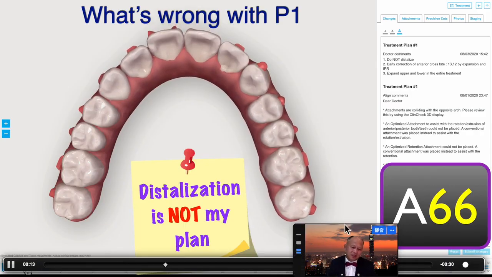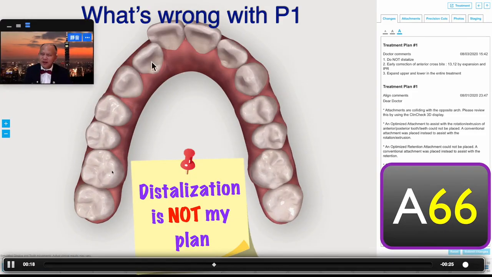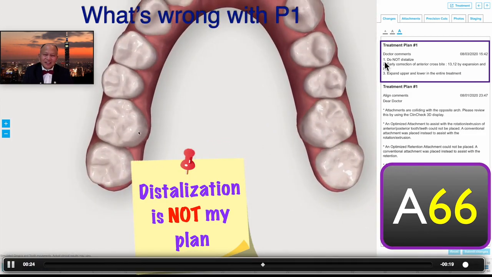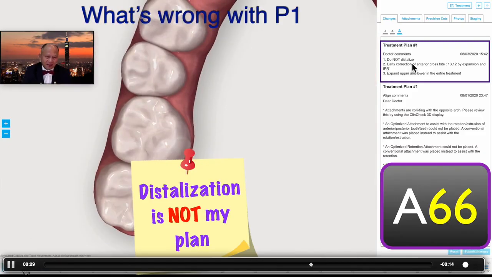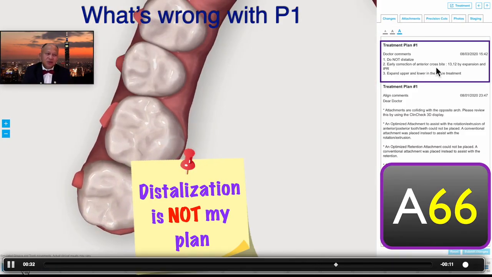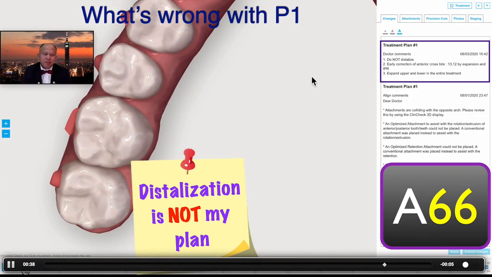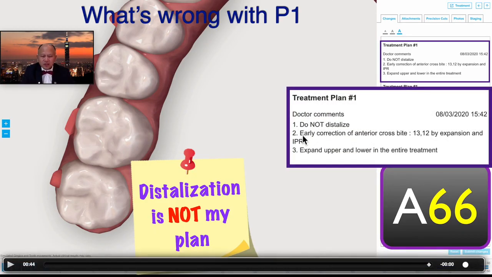So that's something I didn't prescribe when I started. Let me put it right here. So I told the technician, do not distalize. Early correction of anterior crossbite by expansion and IPR. Expand upper and lower in the entire treatment. I want to expand, I want to distribute it over the entire treatment.